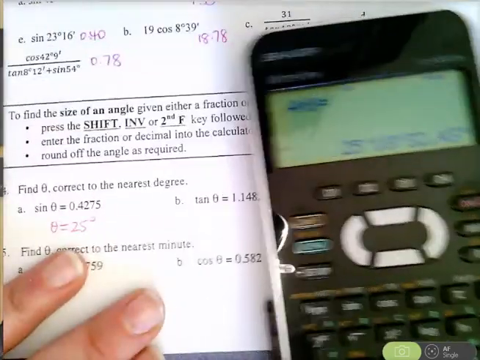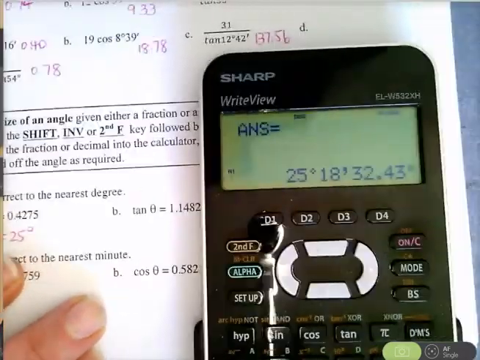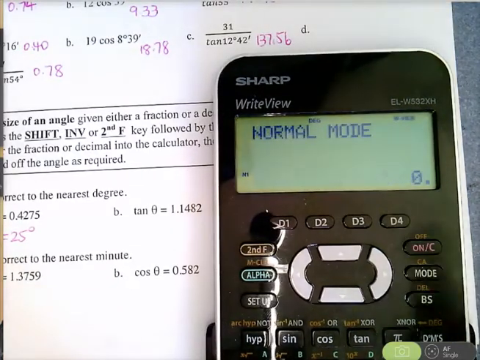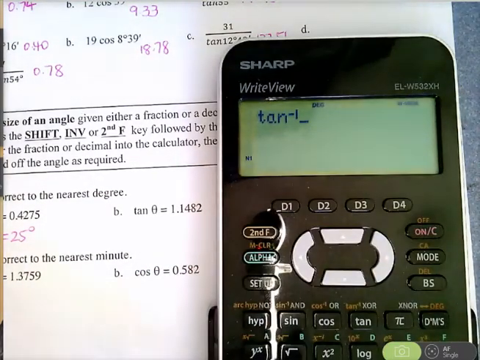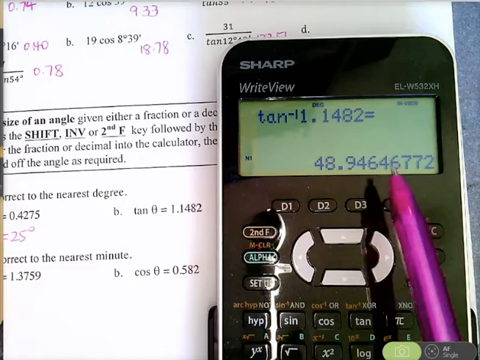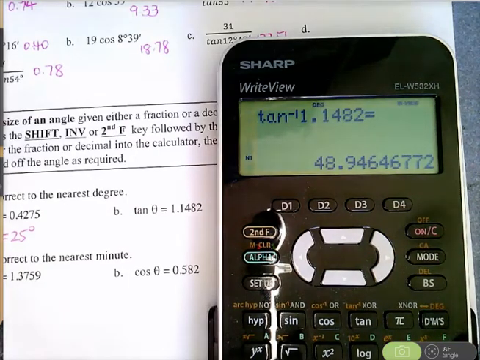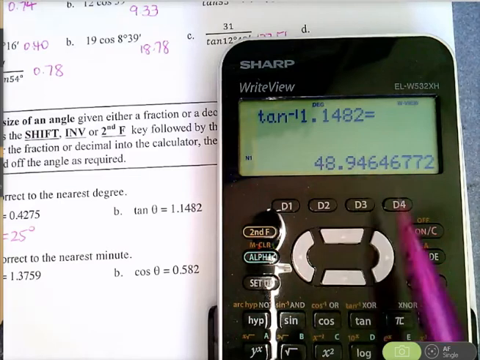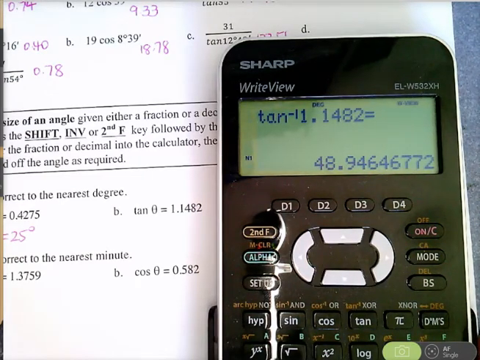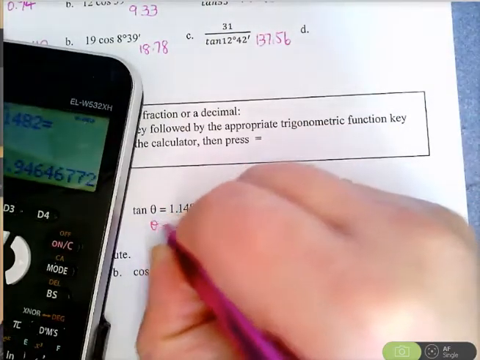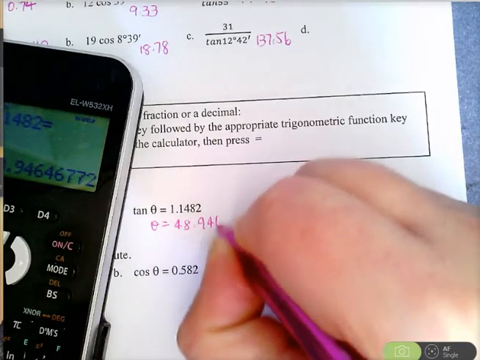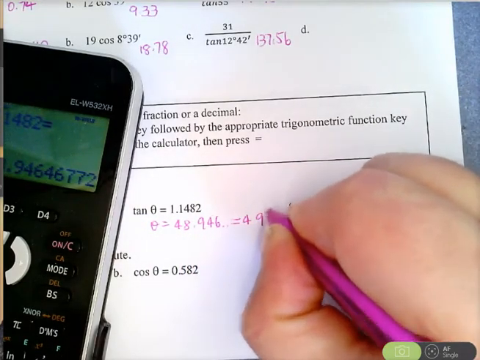Now with the next question, I've got tan of theta is 1.1482. I don't know the angle, so I can't press tan of something. That's when I press second function tan and enter 1.1482 equals. Now my answer is 48.94. Clearly that's degrees, but as a decimal, and to round that to the nearest whole number of degrees would be 49 degrees. So theta is 48.946, etc., which is closest to 49 degrees.